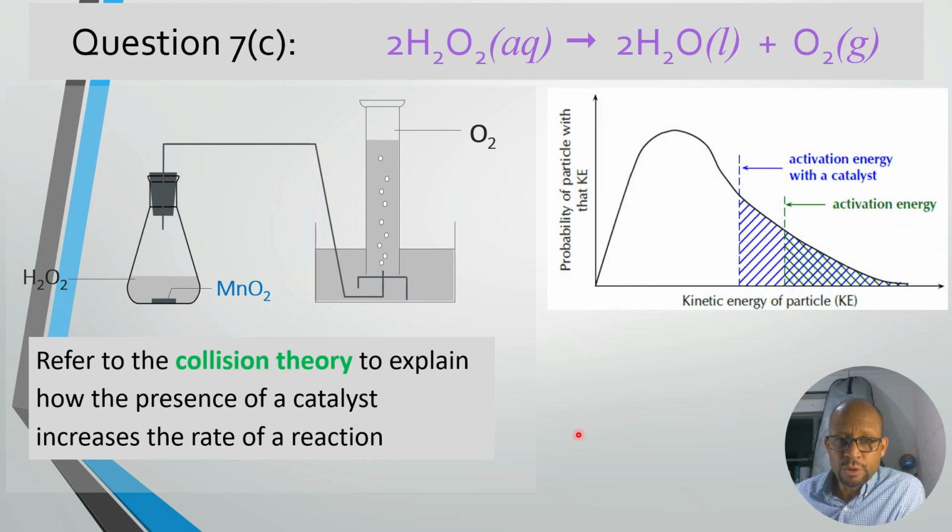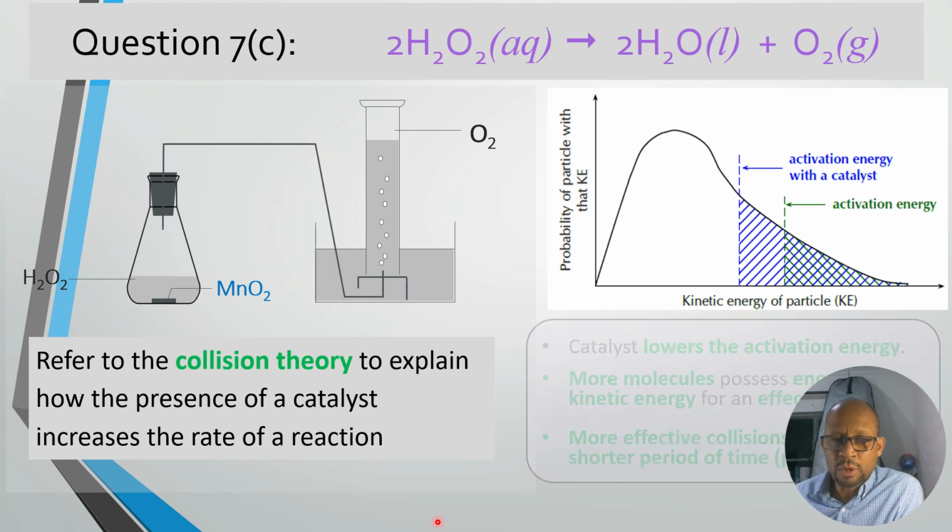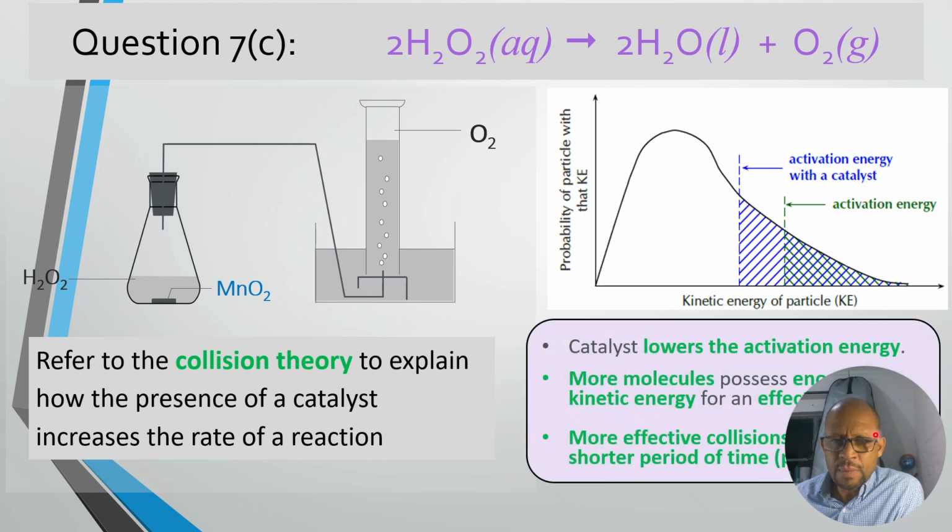Now, before we continue with that, let's have a look at the graph. This is the Maxwell-Boltzmann distribution graph, and the original kinetic energy was at this point, but adding a catalyst has shifted the kinetic energy to the left, which means it has led to a decrease in kinetic energy. So there are a few points that we need to mention in order to answer this question. So what I'm going to do is let's look and see what they say here.